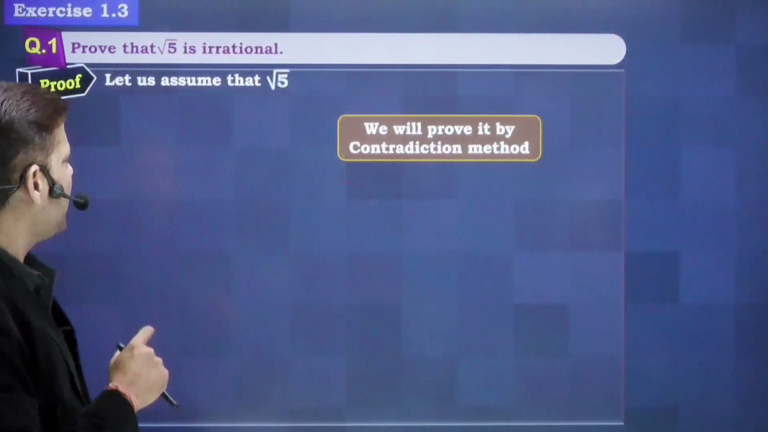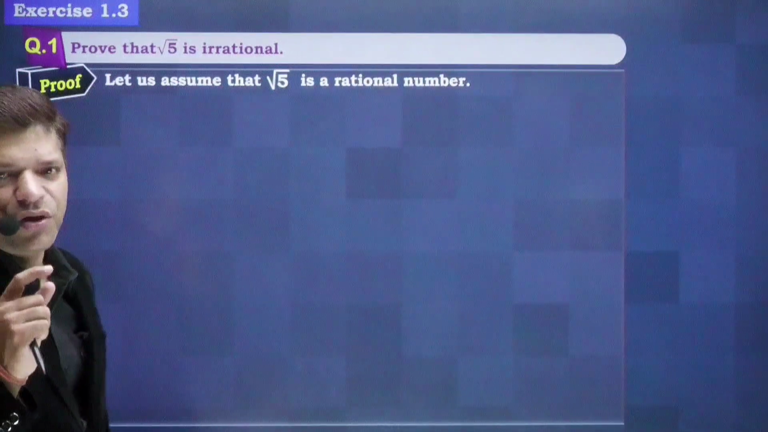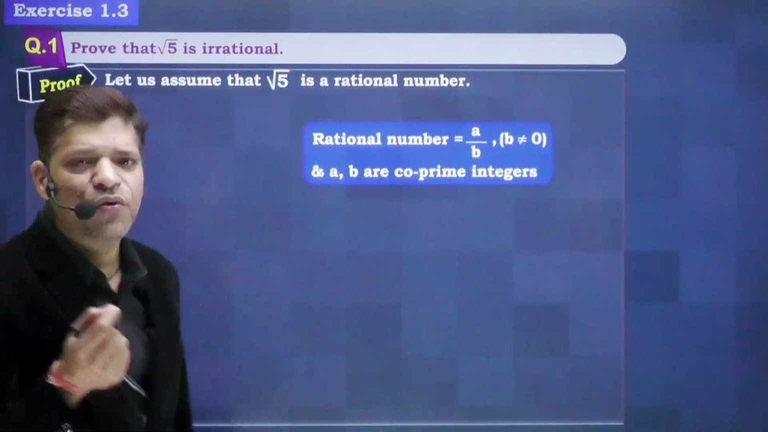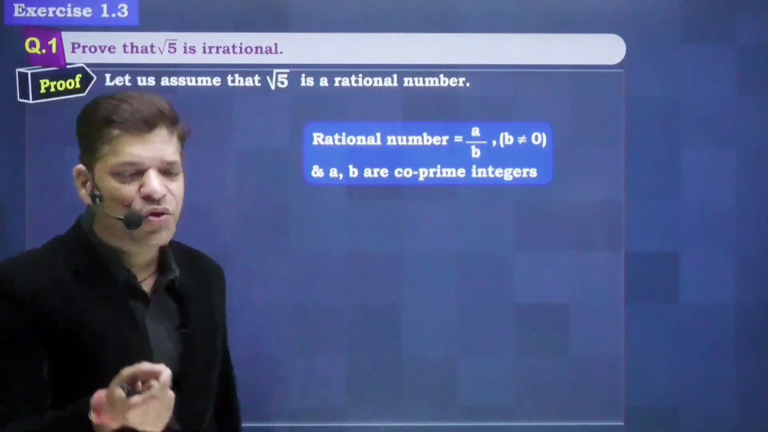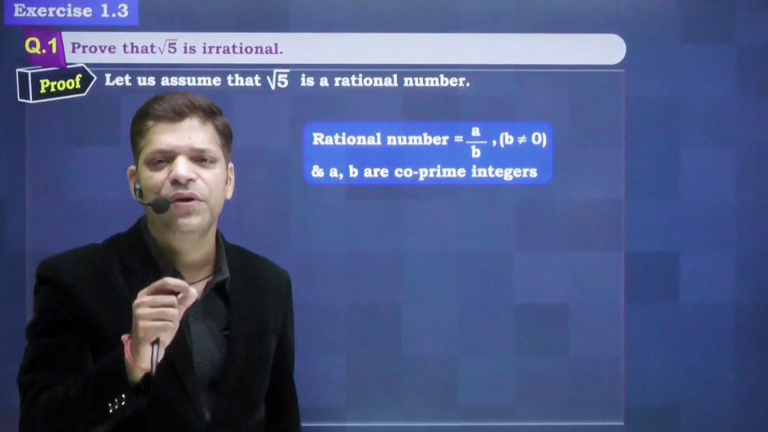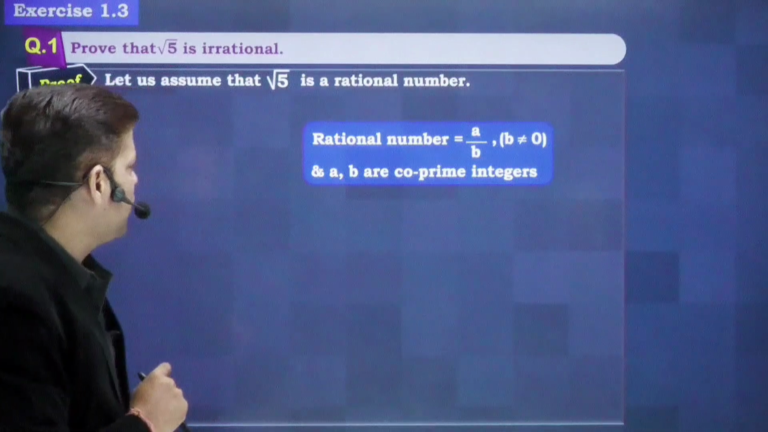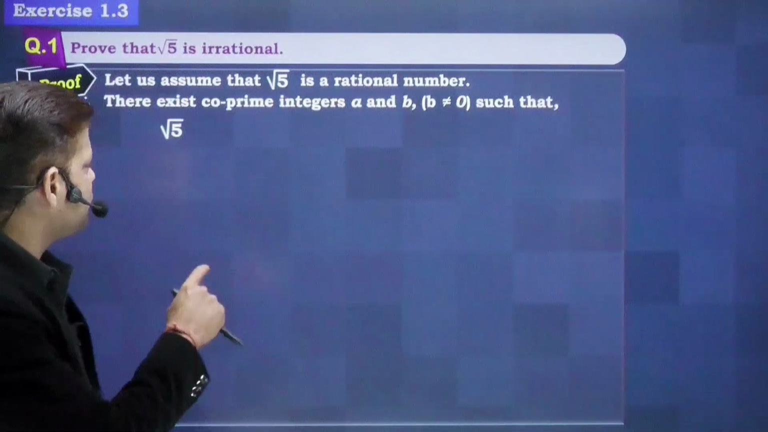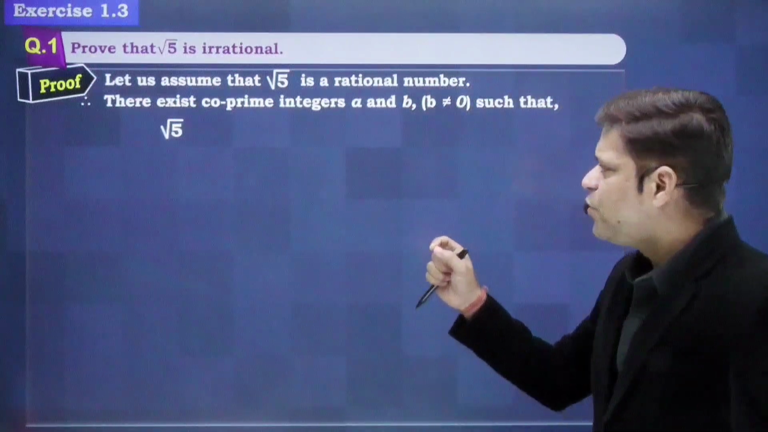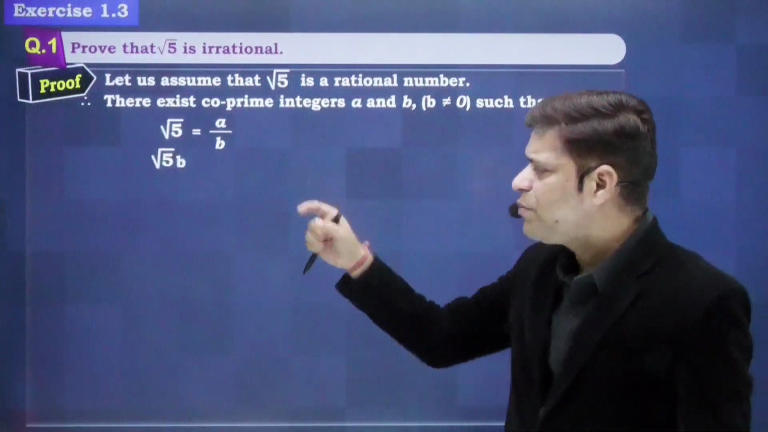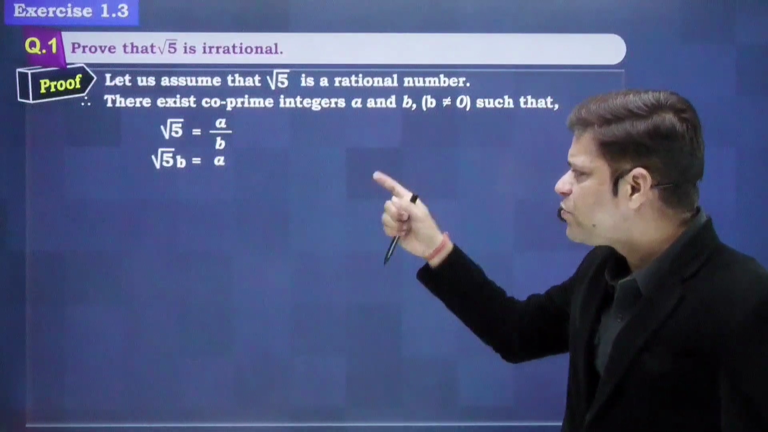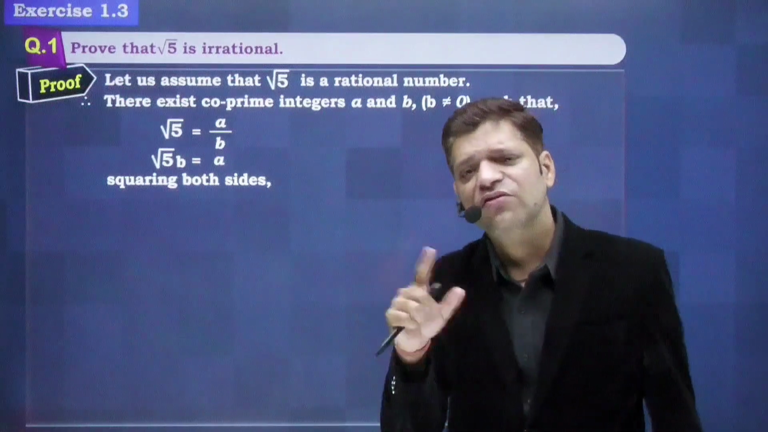How? Let us assume that root 5 is a rational number. What is a rational number? It is in the form a by b, or p by q, in which the denominator is not equal to 0, and the condition is that a and b are co-prime numbers. So there exist co-prime numbers a and b such that root 5 equals a over b, or root 5 b equals a. Now we square both sides.